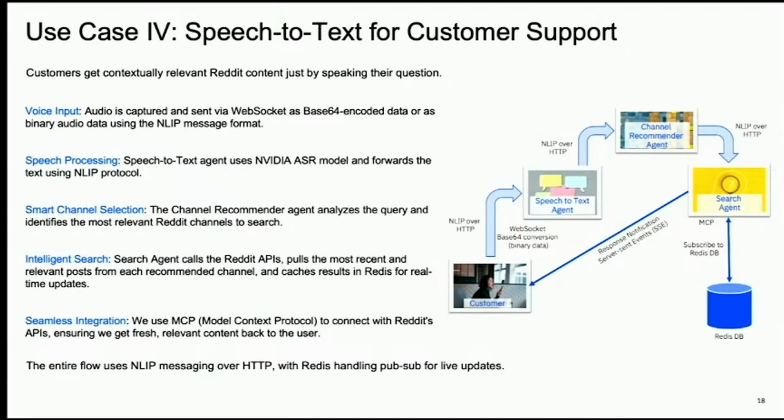There's an example, a speech-to-text, where a customer communicates the intent using speech. We use an NVIDIA ASR model to convert the speech to text, and forward that to the channel recommender agent using NLP over HTTP. The channel recommender finds the most relevant Reddit channel. This is a Reddit search, a Reddit channel, and then forwards that information to the search agent, which finds the most relevant or the most recent messages in each respective Reddit channel, and then stores, caches that in the Redis database. And this is an example of speech-to-text, and that's also worked out pretty well.